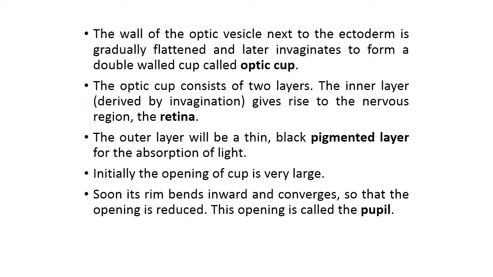The optic cup consists of two layers. The inner layer, which is derived by invagination, gives rise to the nervous region, the retina, whereas the outer layer will be a thin black pigmented layer for the absorption of light. Initially the opening of the cup is very large, soon its rim bends inward and converges so that the opening is reduced, and this opening is called the pupil.